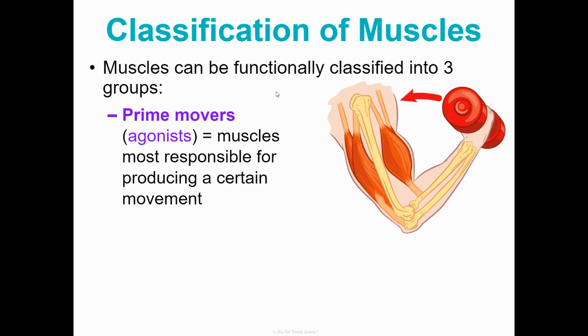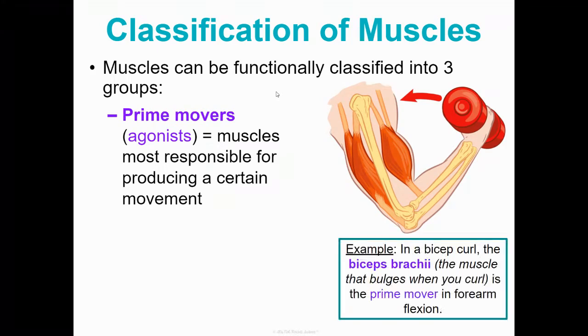So prime movers are our agonists. And so these are the muscles that are responsible for producing a particular movement. And so in this example, our biceps curl, the biceps brachii, which is the muscle that you feel the bulge in when you curl, is the prime mover in the forearm. So we can see the insertion is down here in the radius, and the origins are on the clavicle and at the top of the humerus here. And so again, prime mover is the muscle that's mainly responsible, right?